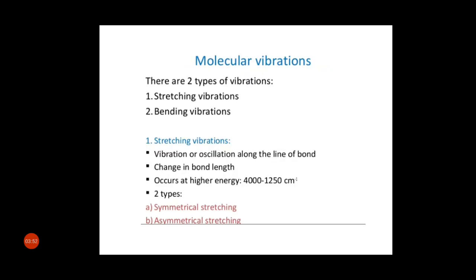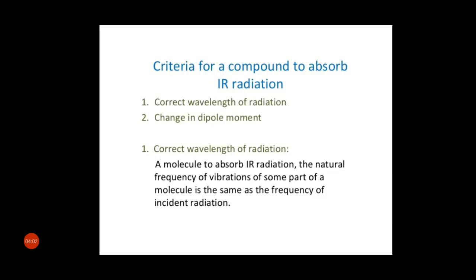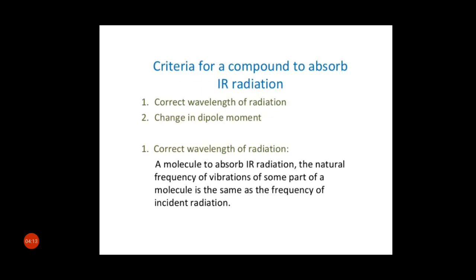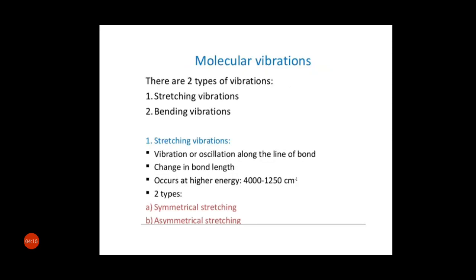Now, there are two types of molecular vibration: stretching vibration and bending vibration. Molecules absorb IR radiation if they have these two criteria, and after absorbing IR radiation, they show vibration. So molecular vibrations are of two types: one is stretching vibration, another is bending vibration.